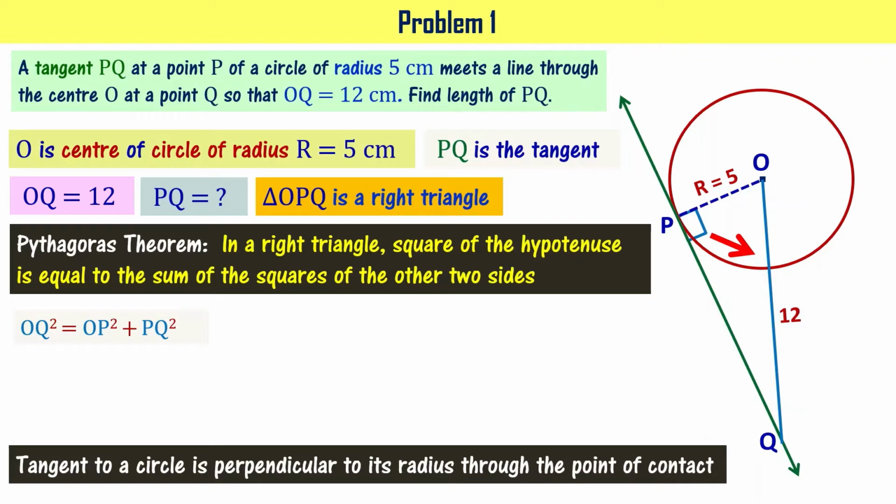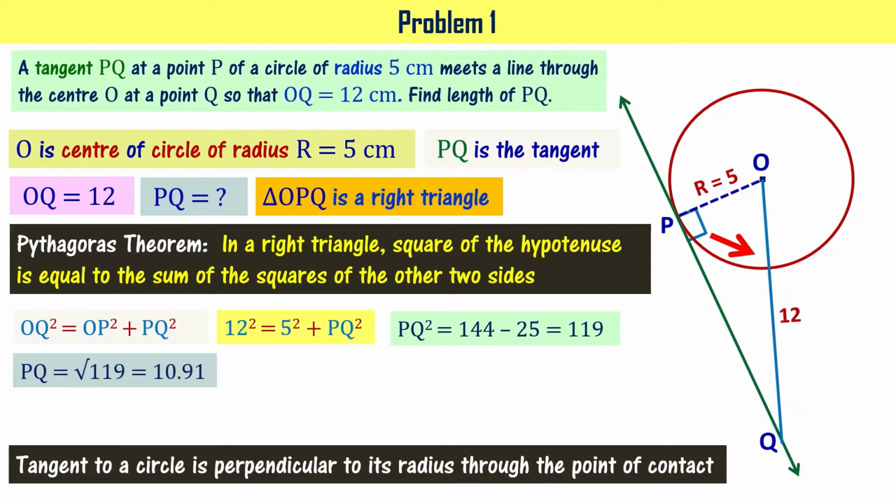It is given as OQ square equal to OP square plus PQ square, right? OQ is the hypotenuse. Let's substitute the values of OQ equal to 12 and OP equal to radius equal to 5 centimeters into this equation and simplify it such that you get PQ square equal to 119. It means PQ equal to square root of 119, that is equal to 10.91. So to answer the question, the length of the tangent PQ equal to 10.91 centimeters. Please take a note of this.